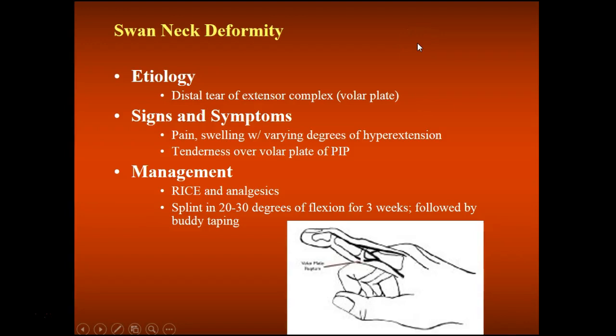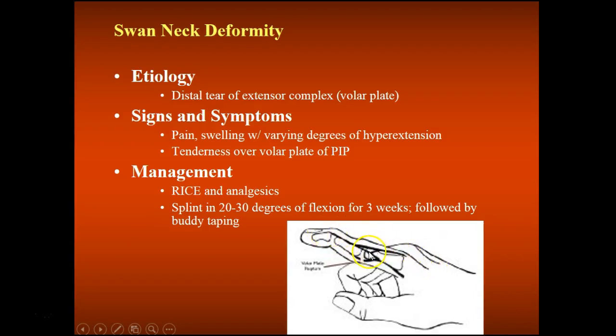A swan neck deformity, as you can see here, is kind of the sister to the boutonniere deformity. It is a distal tear of the extensor complex, okay? And so what we can see is we have the extensors kind of coming here on the dorsal surface of the finger, and they'll attach distally.